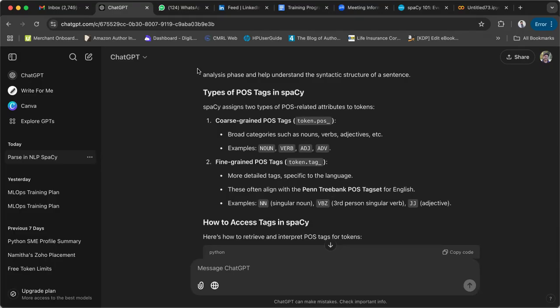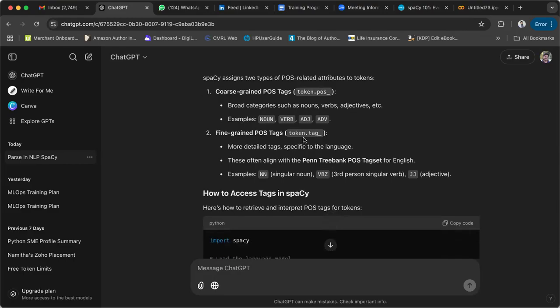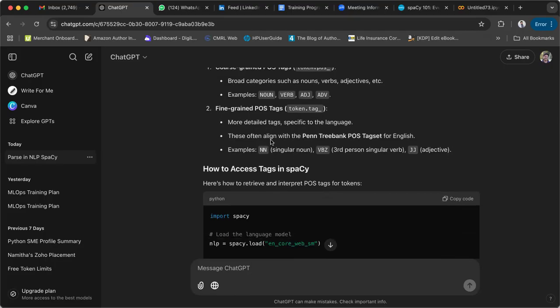One is coarse-grained and one is fine-grained. This is like token dot tag underscore. So more detailed tags specific to the language. These often align with the Penn Treebank POS tag set of English. This is one of the kind of a rule book, right, in English, and they are using this POS in their English core web dictionary.